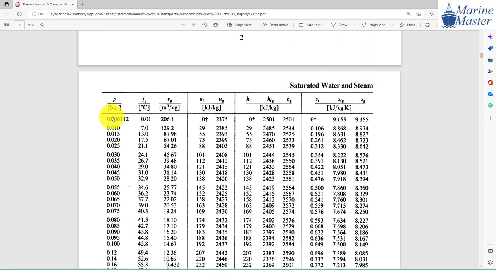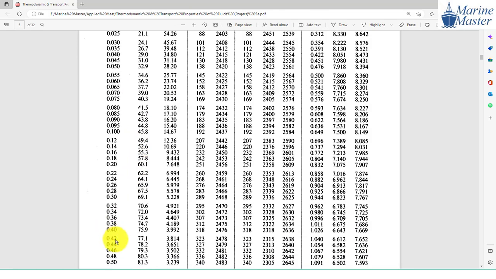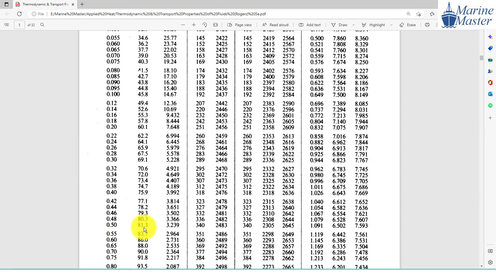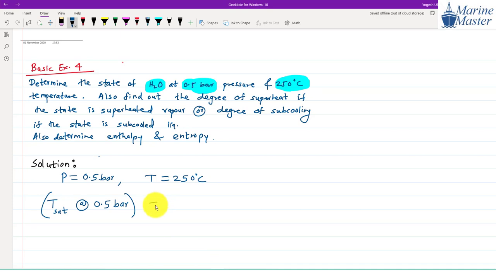The first column is pressure, and the second column is saturation. Corresponding to 0.5, how much saturation temperature do we have? Can anyone tell me? Second column, saturation: 81.3 degrees Celsius. So we write down here 81.3 degrees Celsius.